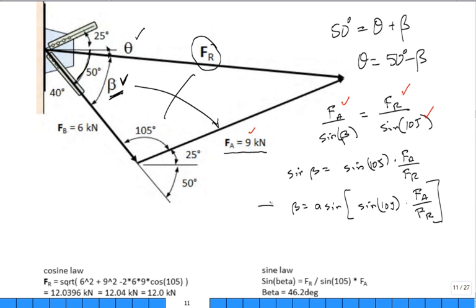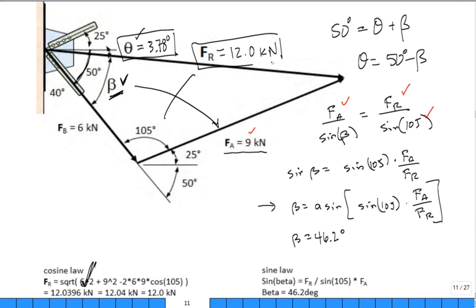So just make sure that your calculator, you can run that and you calculate that beta is equal to 46.2 degrees, and then when you come up here, you're going to calculate that theta is equal to 3.78 degrees measured in the clockwise direction from the horizontal. And recall that we did calculate F_R to be 12.04 and so on. It's down here to all those digits, but to write it to 3 significant digits, it's just 12.0 kilonewton, and place that in the box.